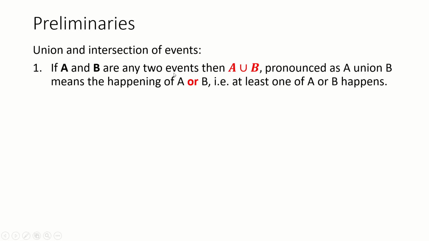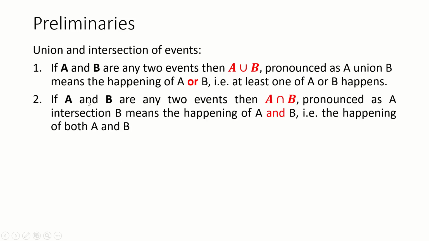Suppose A and B are any two events. Then A union B, pronounced as A union B, means happening of A or B. Whenever you find "or" between two events, the event is A union B, and it means that at least one of A or B happens. At least one event happens, that is called union.